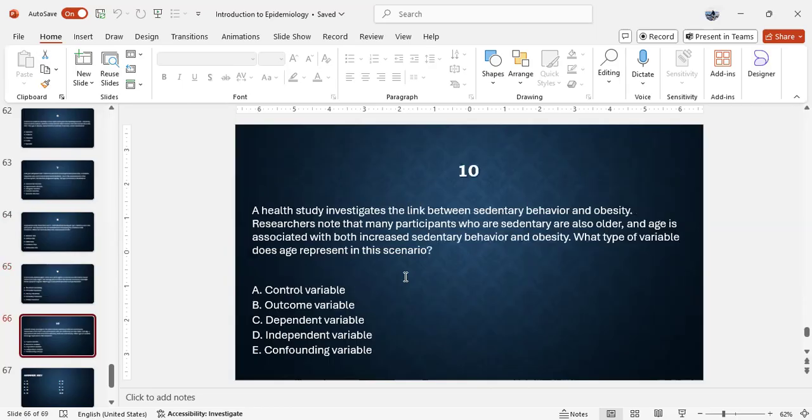A health study investigates the link between sedentary behavior and obesity. Researchers note that many participants who are sedentary are also older, and age is associated with both increased sedentary behavior and obesity. What type of variable does age represent in this scenario? A. Control variable. B. Outcome variable. C. Dependent variable. D. Independent variable. Or E. Confounding variable. E. Yes, the correct answer is eta.